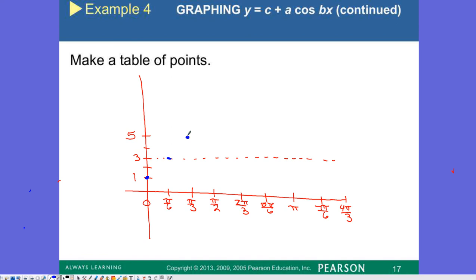And then back down to 3. Right here, it's back down to 3. Then it goes down to 1. Then it goes up to 3, right? Up to 3, goes back up to 3. And at pi, it's at 5. And at 7 pi over 6, 3. And at 4 pi over 3, back down to 1.